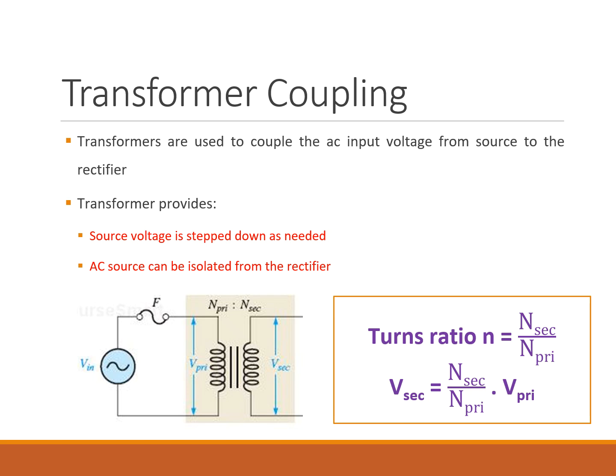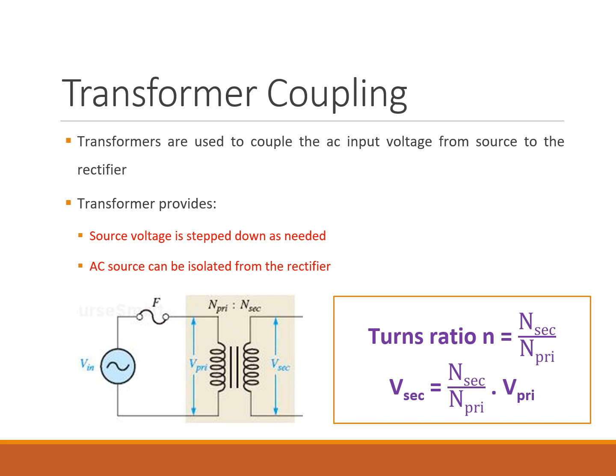The transformer's effect is determined by its turns ratio, and that just means how many wire loops are on the primary versus the secondary side of the coil. You can see here from the slide that n is equal to the turns ratio, which is equal to the number of turns on the secondary side divided by the number of turns on the primary side. And then we can also use this to determine the voltage based on that ratio.